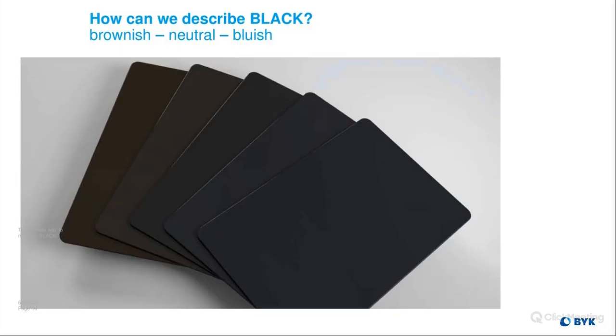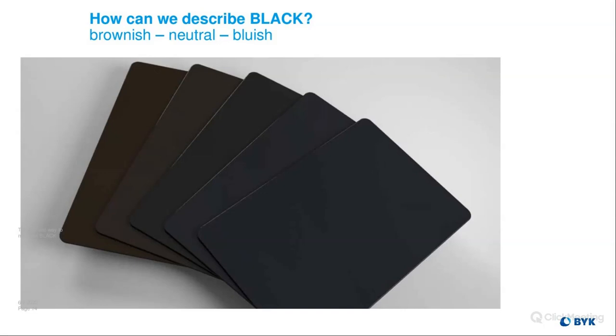All right, so moving on, we're going to talk about how we can describe black and brownish neutral colors, and bluish. It's hard to see in this presentation here, but if you look on the right side, these black panels appear more brownish, they have more undertone of brown, whereas these panels on the right side appear more bluish. They have a bluish undertone. The trend in most industries now is moving towards these very deep black colors. They're visually appealing to consumers, and that's why the industry is moving a little bit there.